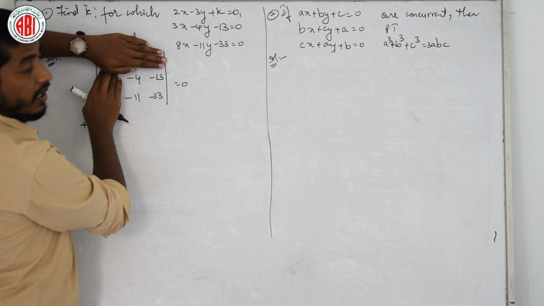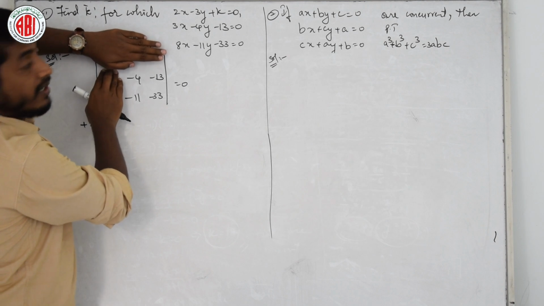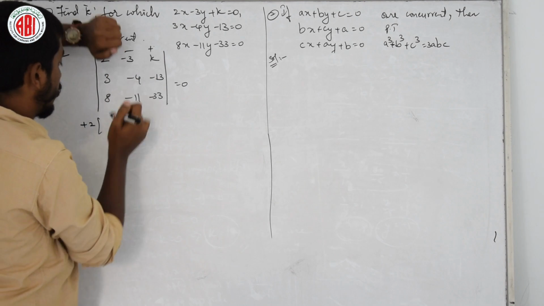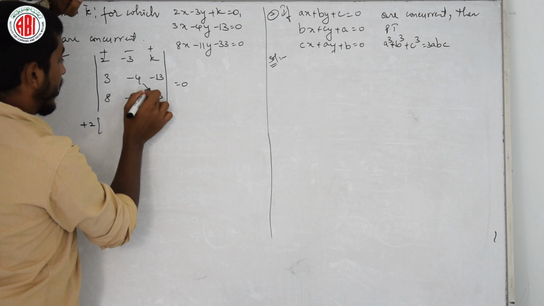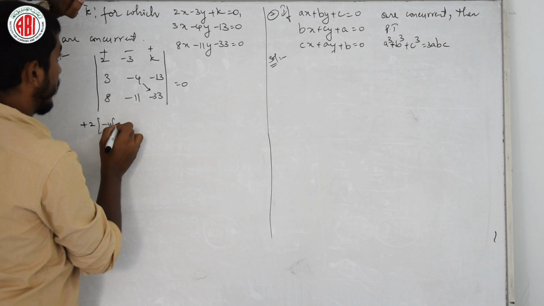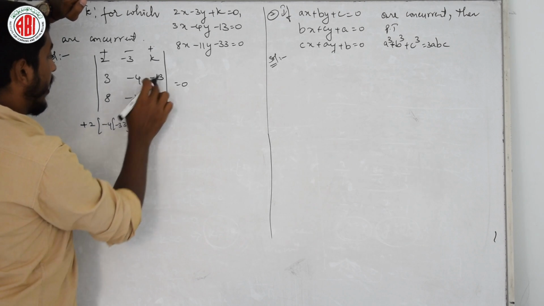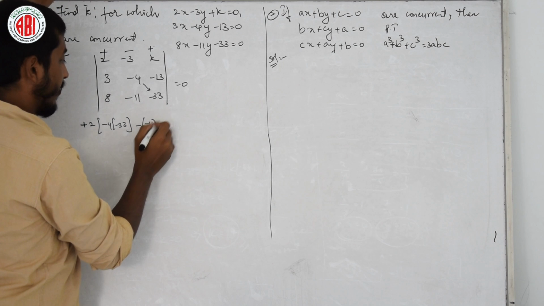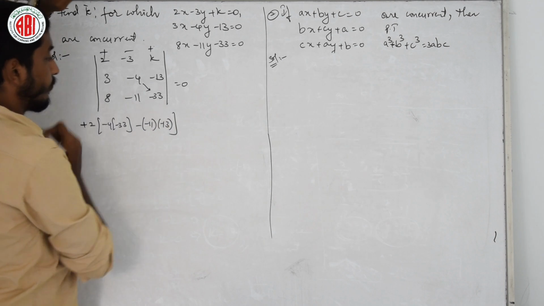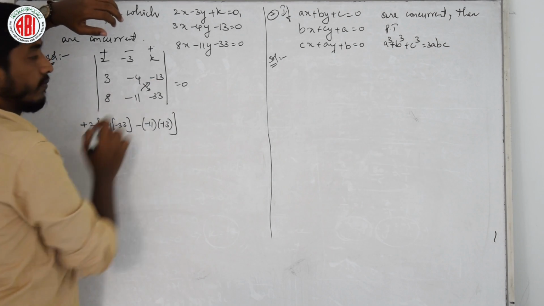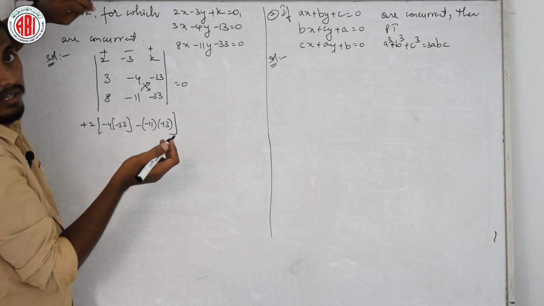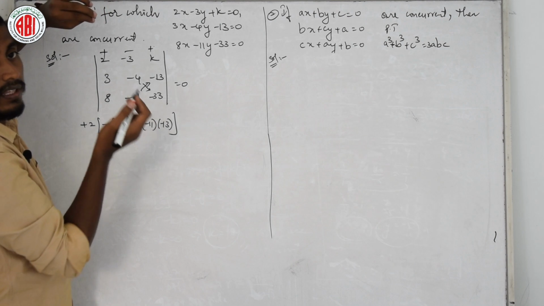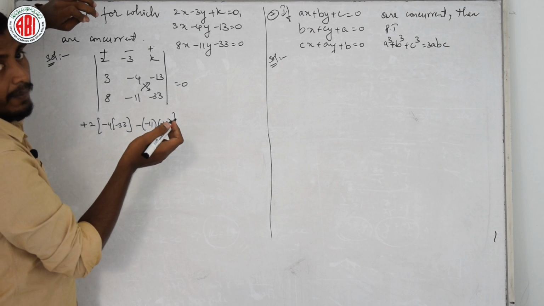The left out terms form a 2 by 2 matrix. Now we have to find the determinant of this 2 by 2, that is minus 4 into minus 33, and minus of minus 11 into minus 13. Is it clear? As we used to solve in the cross multiplication method.